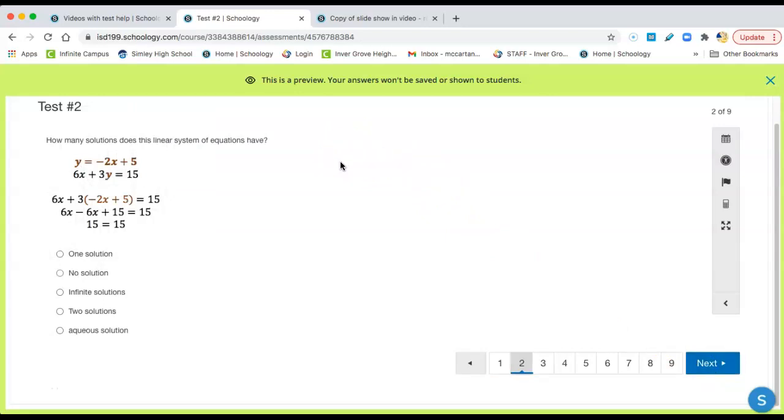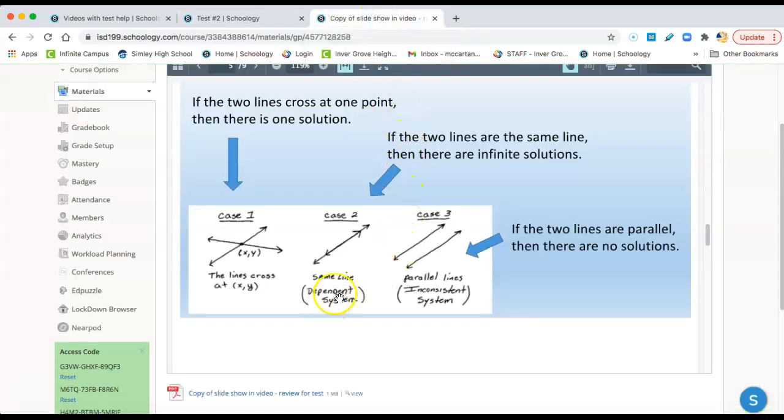Okay. All right. How many solutions does this one have? You see, they give you this. These are the same line. It's the same line. All right, because you get to the bottom here, it says 15 equals 15. All right. Let's go back to the slideshow. What does it say about the same line right here? This case 2. If 2 lines are the same line, then there are infinite solutions.